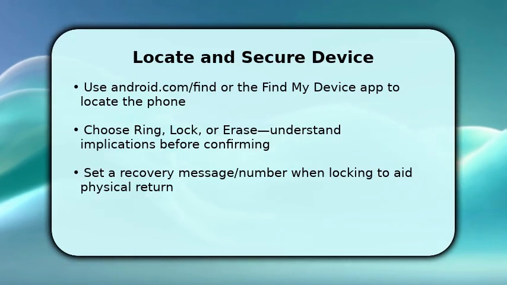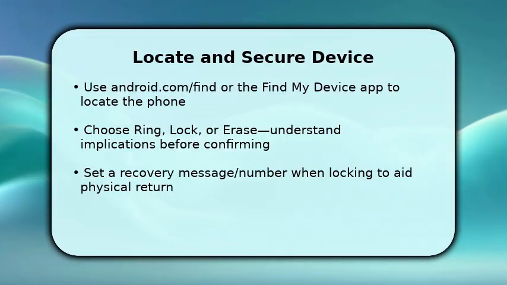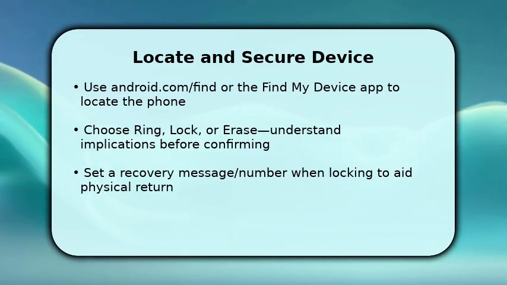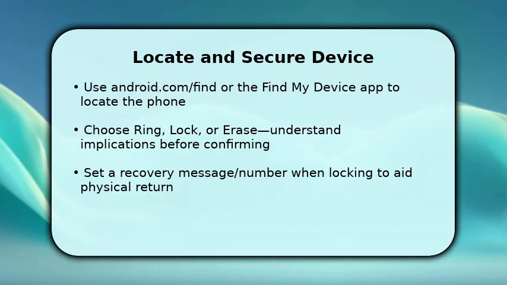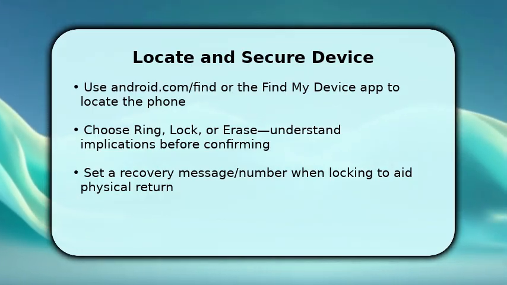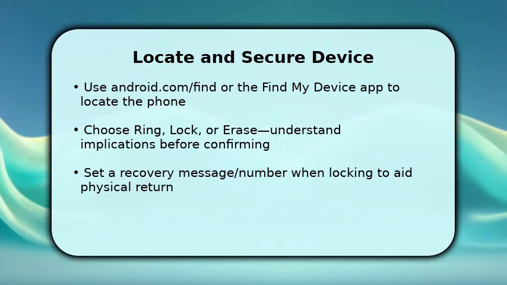Pick the target device and use Ring to find it nearby, lock to set a temporary password and display a message, or erase to wipe data if theft is likely. Make sure to understand that erase removes access for future locating. If unsure, try lock first and add a recovery phone number.